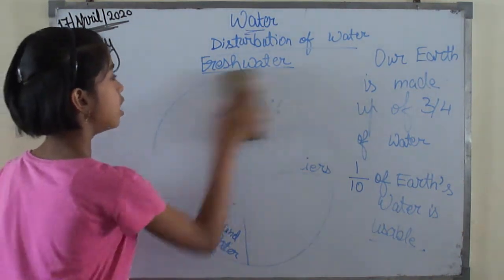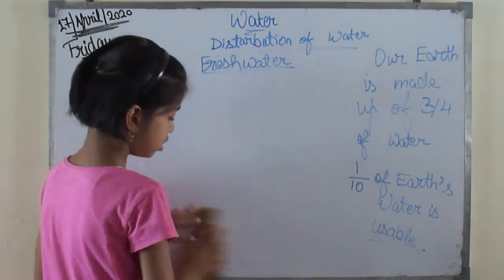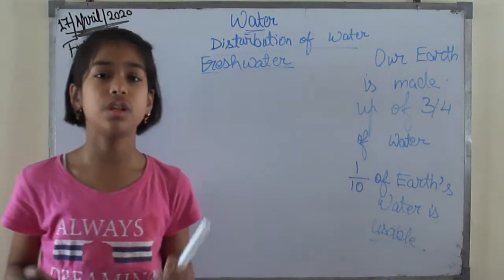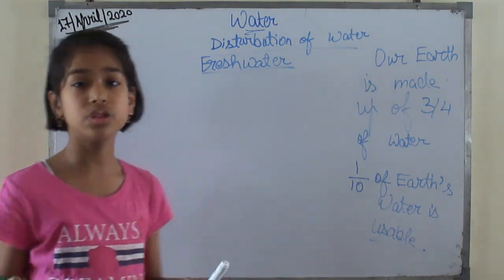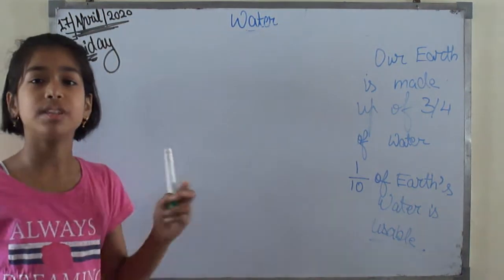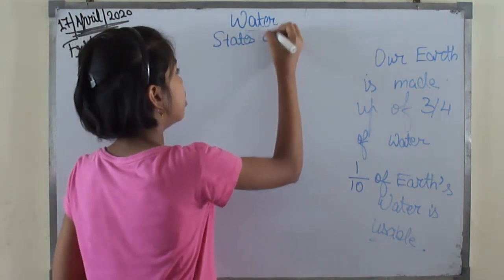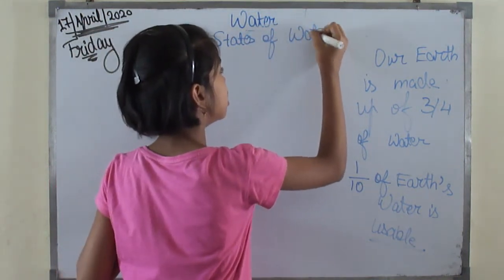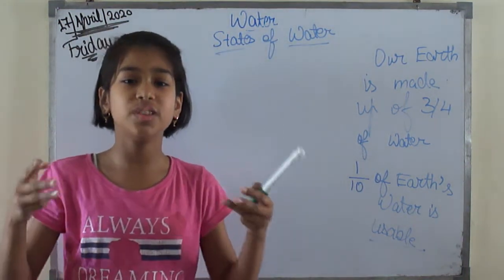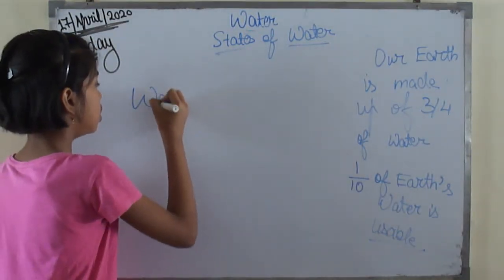So let's understand the states of water, or the properties of water. That's why I recommend you to save water for the future, because water is scarce. So let's study the states of water. You know that water exists on Earth in three forms, which are water, the liquid form.